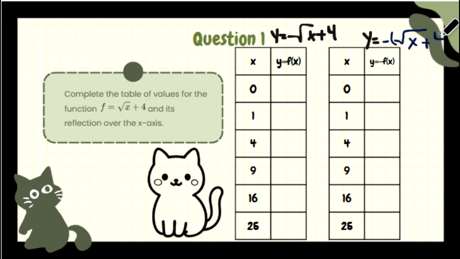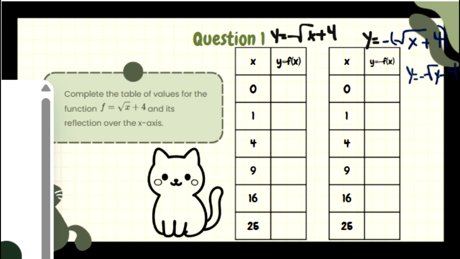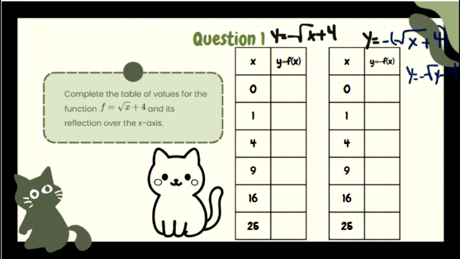Okay? Now, this can also be written another way. If we distribute this negative out, this can also be written as y is equal to the negative square root of x minus 4. That's another way to write that, okay? If you didn't get this part of it right, pause it, go back to it, get it right, and then come back and fill out our tables, okay?